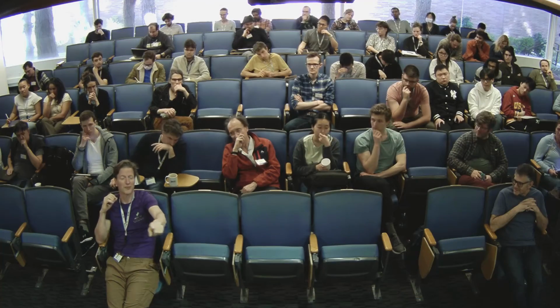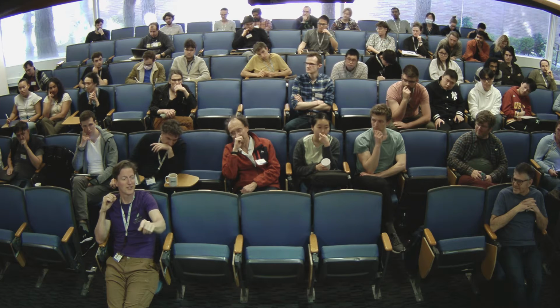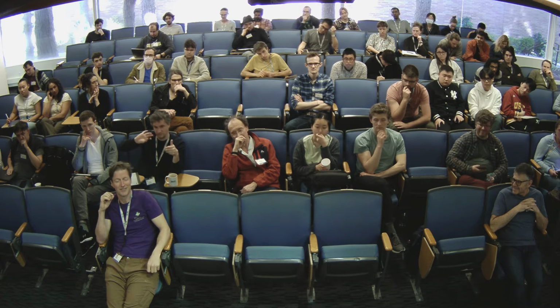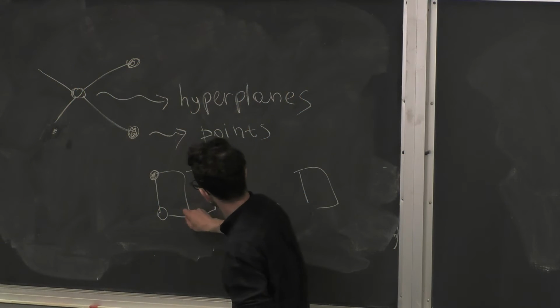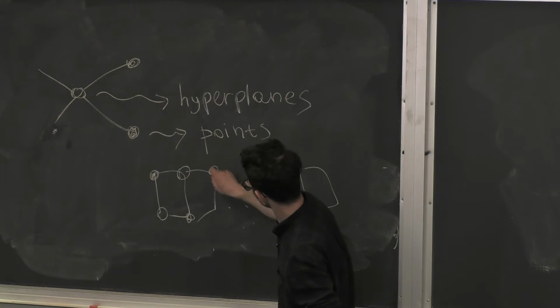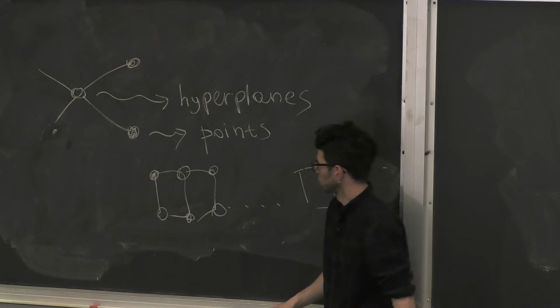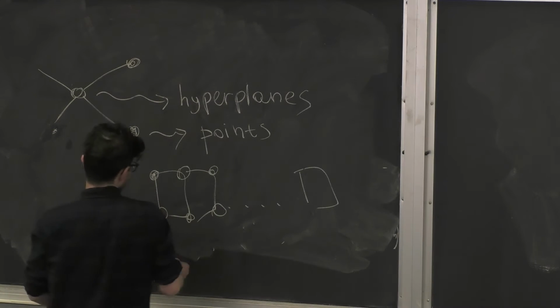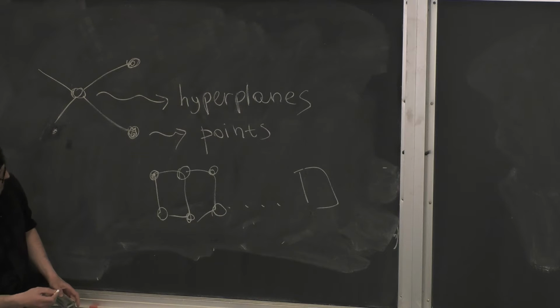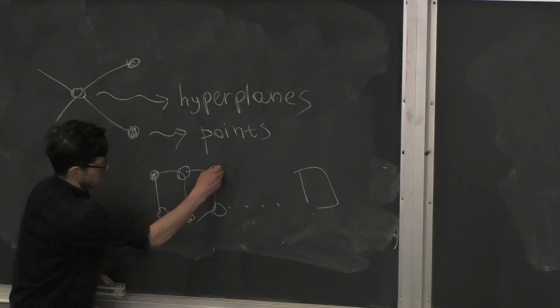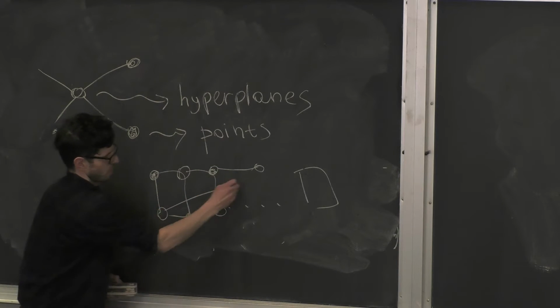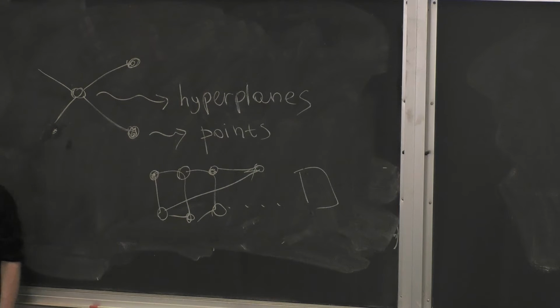Can you explain how you glue these things together to make a torus again? Sure. We have 10 squares, and it's bipartite. So I believe you would identify this vertex with this one.